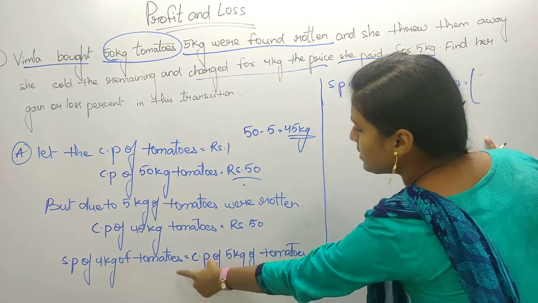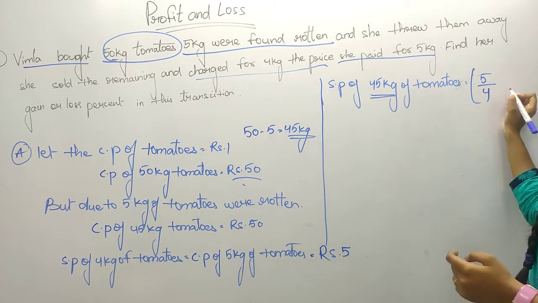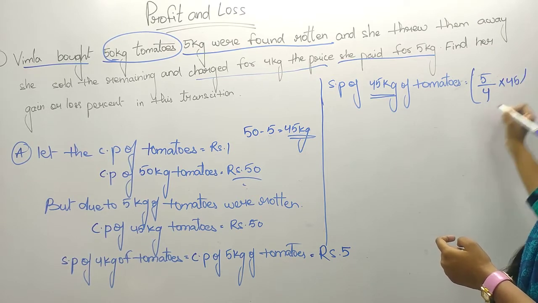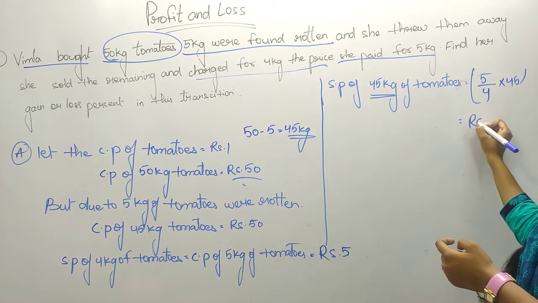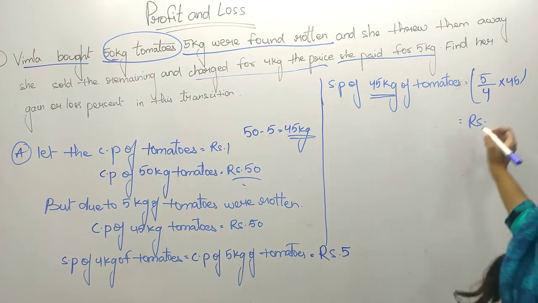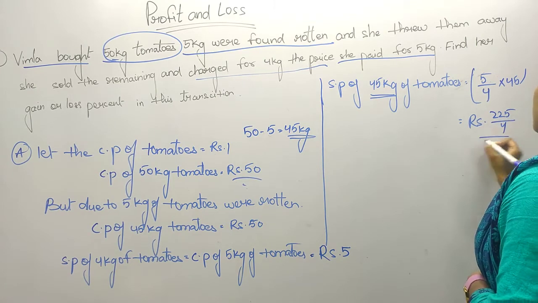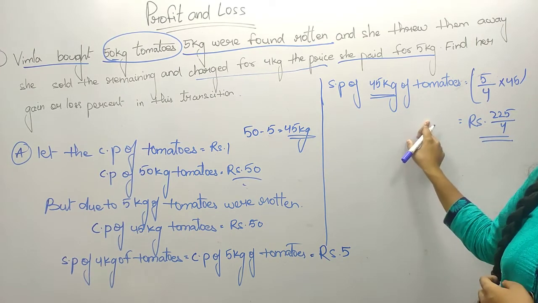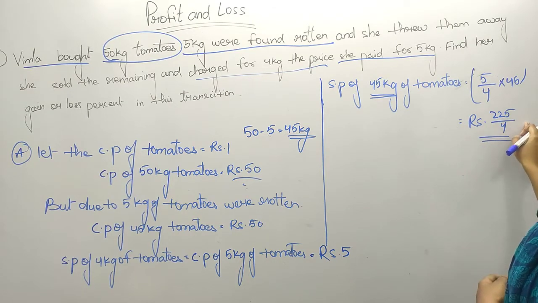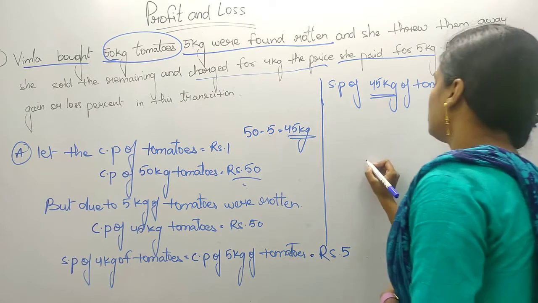Selling price of tomatoes is how much? 5 by 4 into 45. By solving this, how much answer will we get? Rupees 225 by 4. Okay, selling price of 45 kg of tomatoes. How much answer did we get? Rupees 225 by 4. Now we will find out the gain.